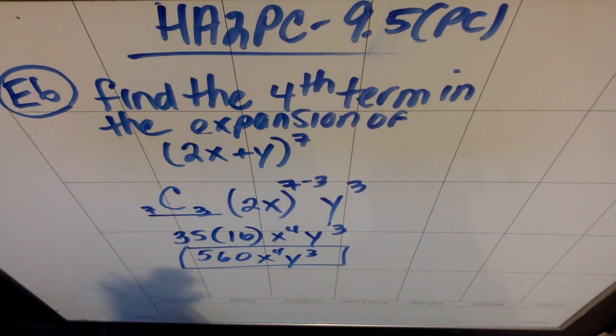Notice, though, that the fourth term had the y to the third. The first term has y to the 0. The second term has y to the first. The third term has y to the second. The fourth term has y to the third. Sorry, sometimes when it's not in front of me, I say it backwards. Cool.